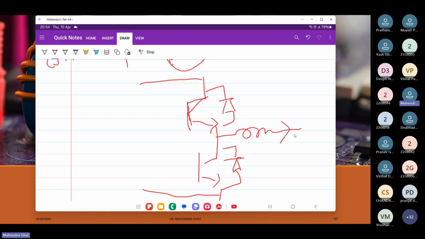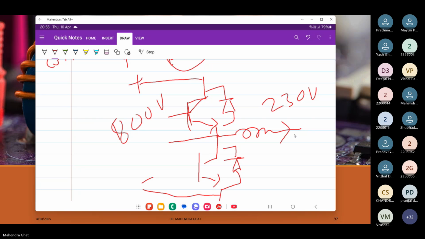So this is the one leg converter. Suppose here we have 800 volt DC link voltage, and from that we are generating a 230 volt AC supply. Are you getting it? Yes, sir. I have shown one phase where we use two switches. Now the gate pulse of this one has to be given with respect to this point, and for this one the gate pulse has to be given with respect to this point.